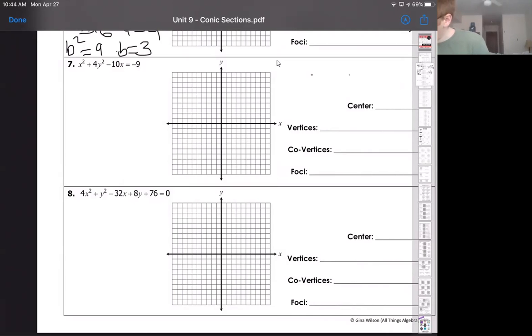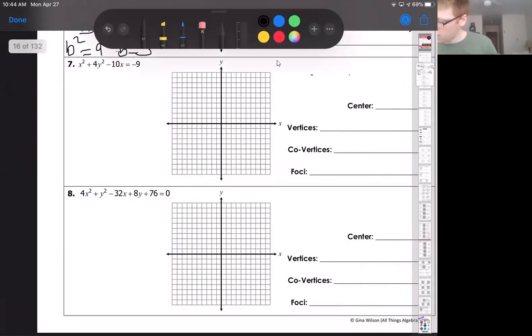So looking at 7, the first thing I like to do is group things together. I would probably just rewrite this with the x parts pieced together. I'm even going to leave a little bit of space because I'm going to complete the square. Plus 4y squared equals negative 9.